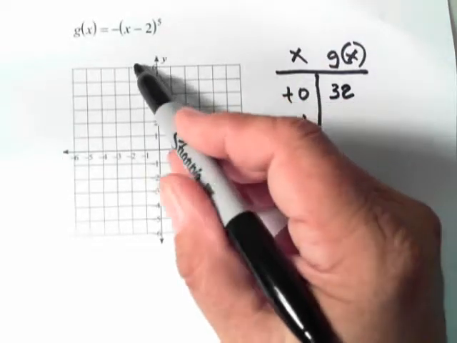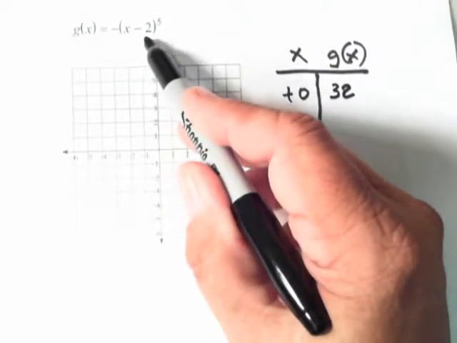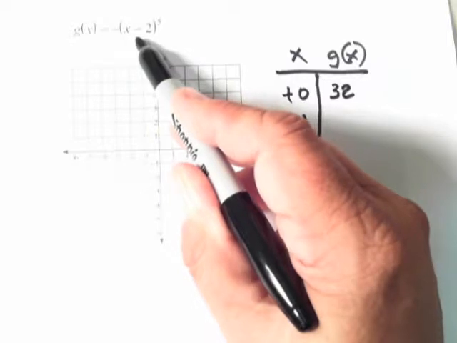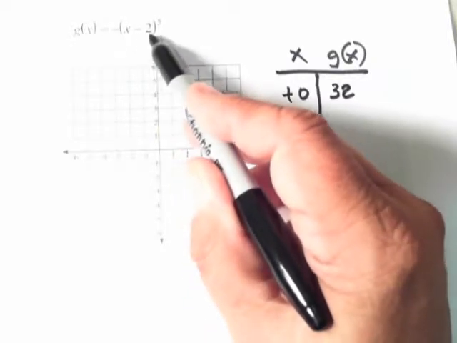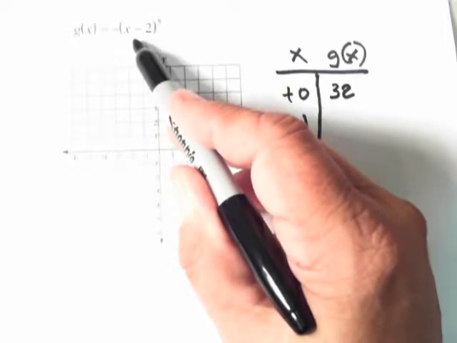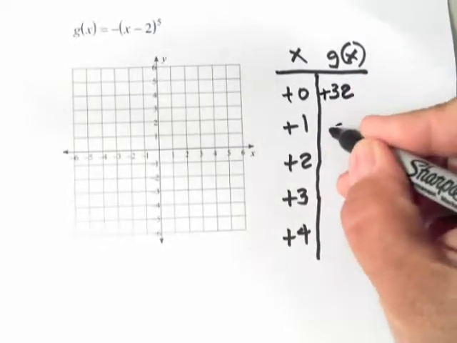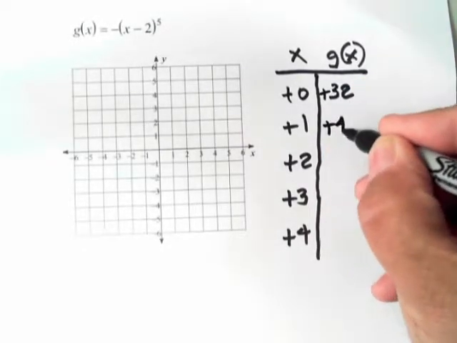Okay, x equals plus 1. Plus 1 minus 2 is negative 1. Well, again, 5 minus signs, so it's negative, so 1 to the 5th power is just 1, so negative 1, but then the minus in front makes it positive 1. Let's indicate that these guys are positive here.